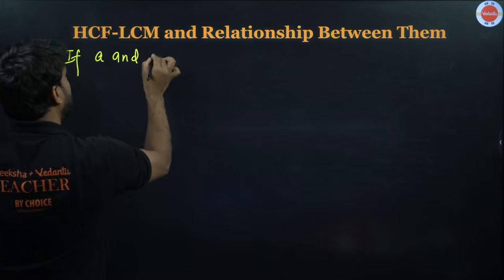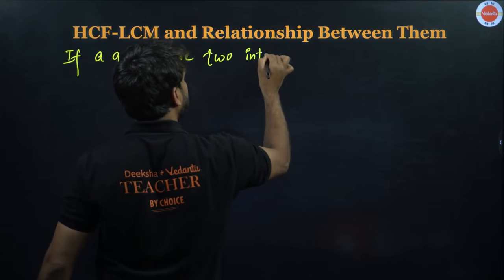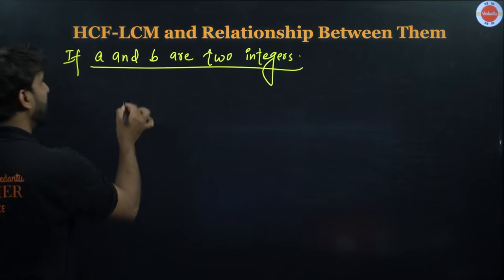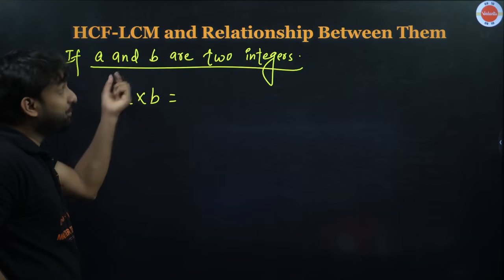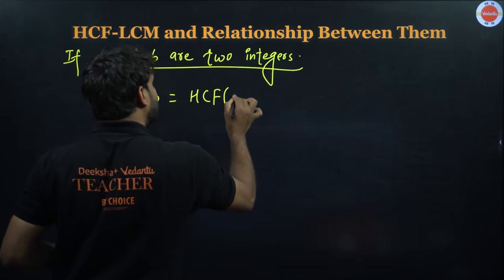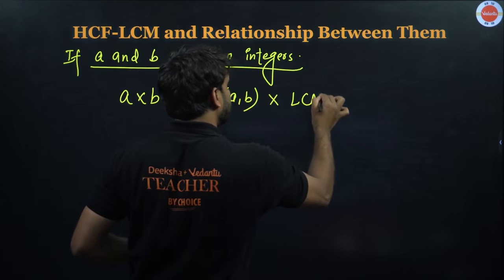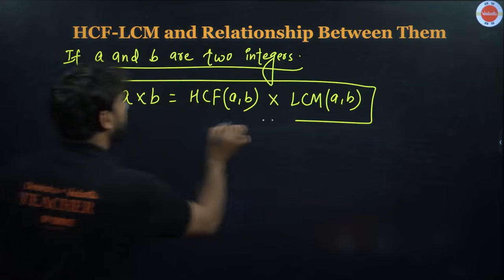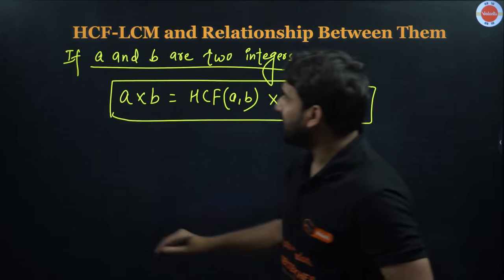let's say A and B are two integers. So my dear champion, please keep one formula in mind. The product of the integers themselves is equal to the product of their HCF and their LCM. Please keep it in mind. This is a very important formula. The product of the numbers themselves is equal to the product of their HCF and LCM. Let me show you by taking an example.